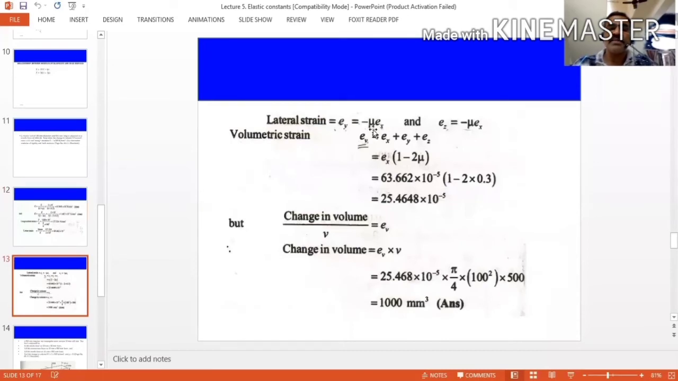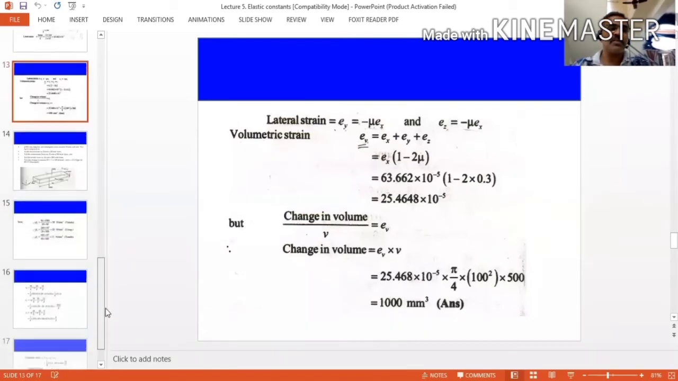Another thing, it is important. While substituting the lateral strain, you have to put minus, because when load is acting along the X direction, length will increase, but diameter will decrease. So you have to put minus. So lateral strains Ey and Ez are minus. So all three we calculated. Finally, you calculate the volumetric strain. Then change in volume is equal to volumetric strain into volume. So this is the way you have to solve this problem.